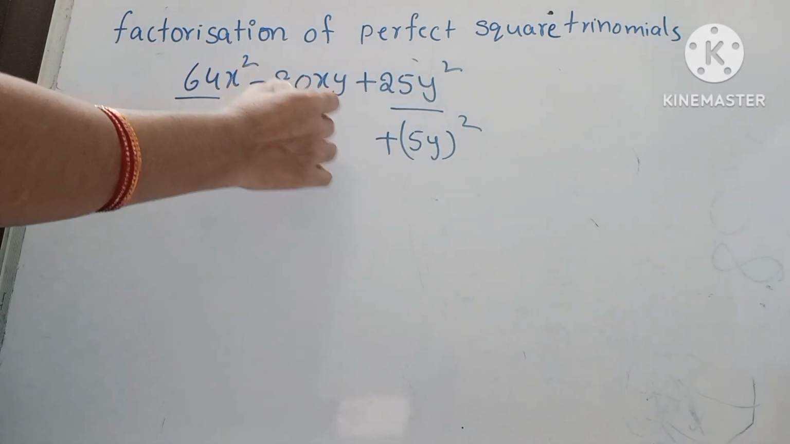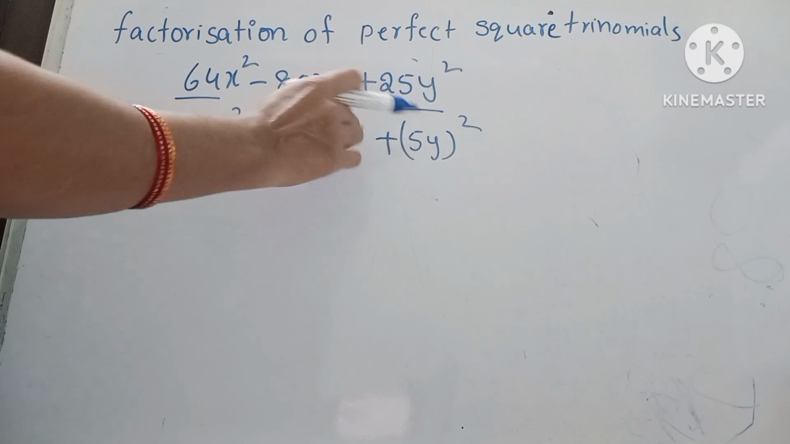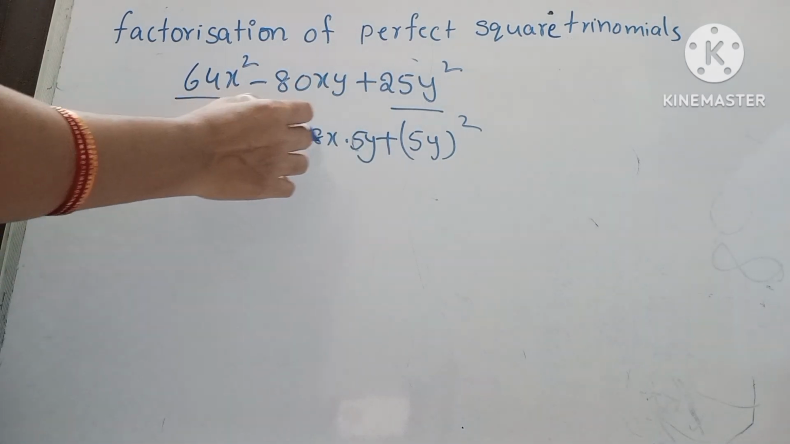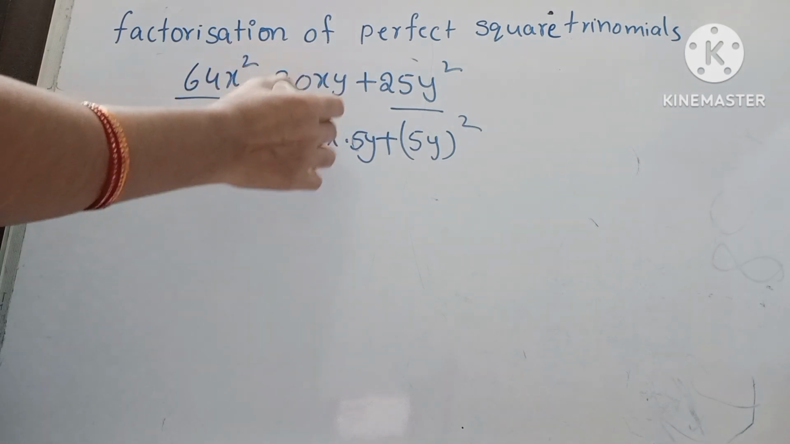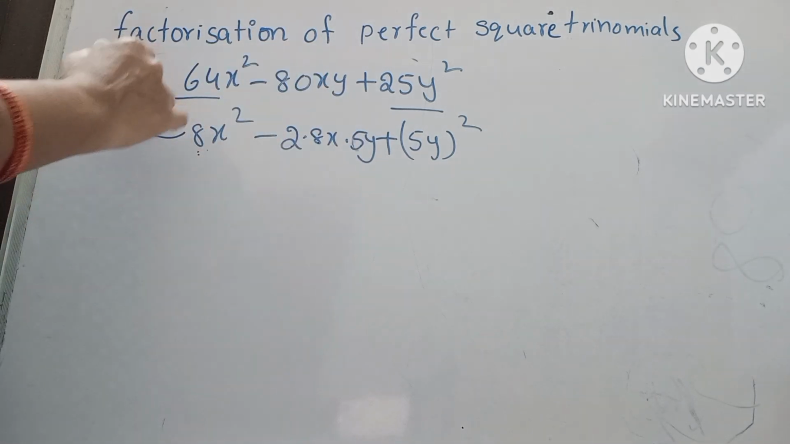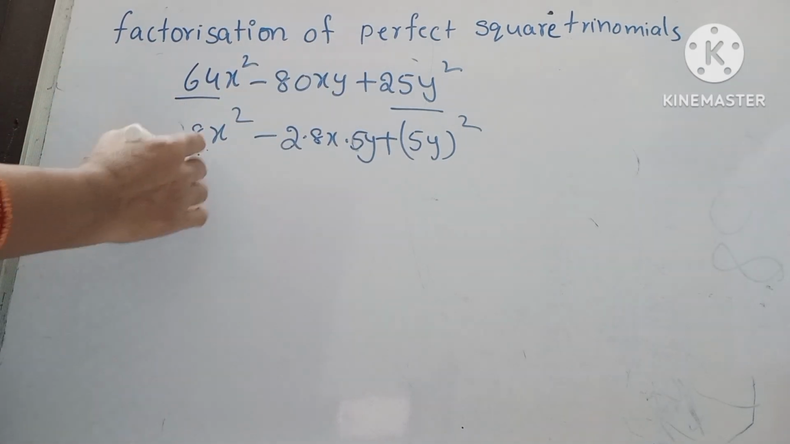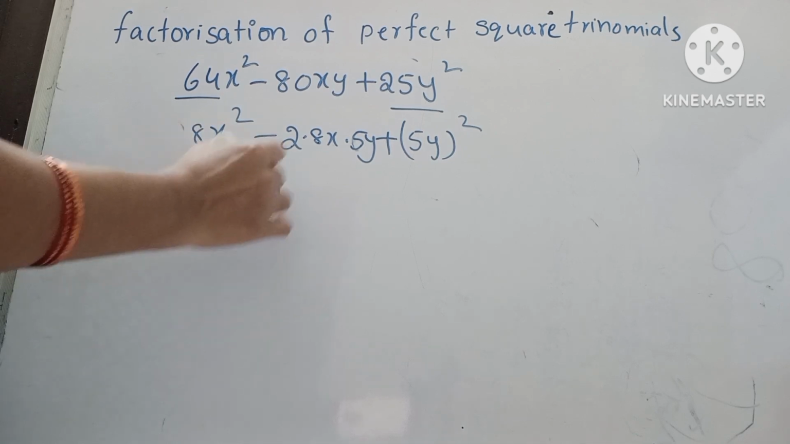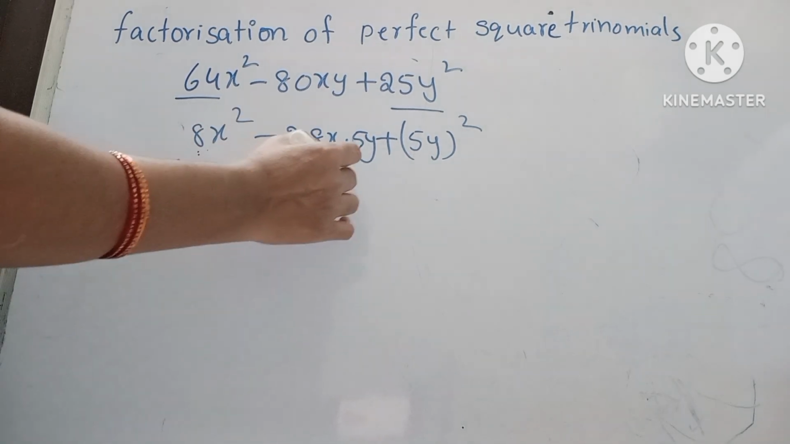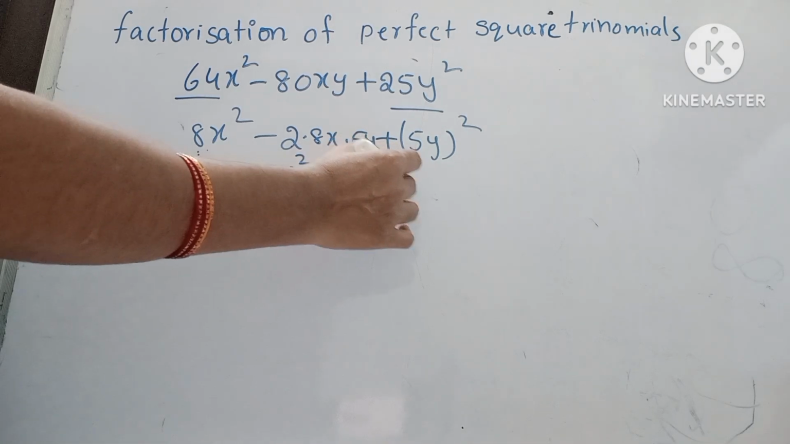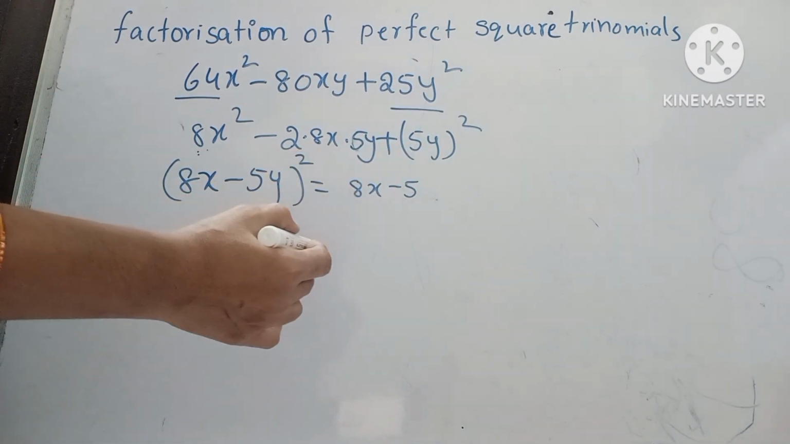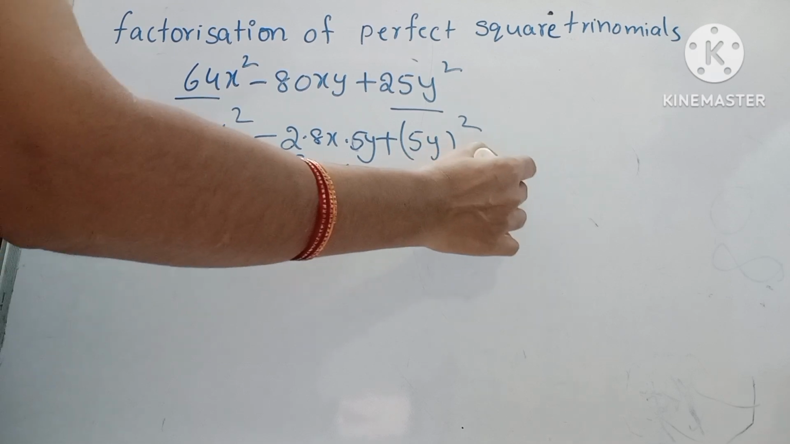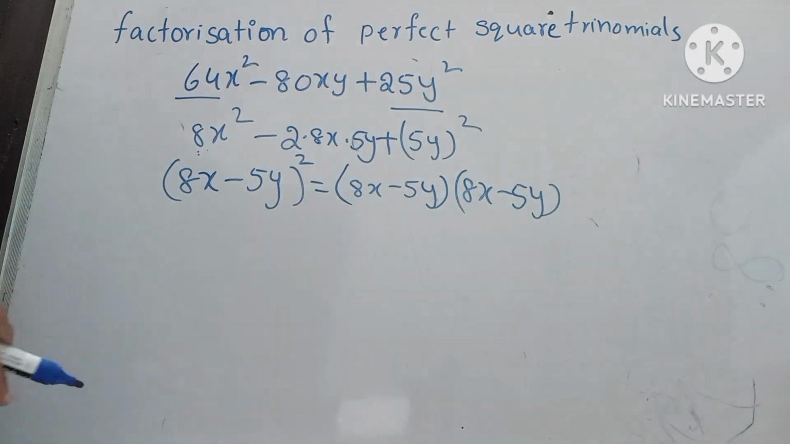So 2 into 8x times 5y. 2 eights are 16, 16 fives are 80, into xy. Yes, this is a perfect square, which can be written as 8x minus 5y whole square, which is 8x minus 5y times 8x minus 5y.